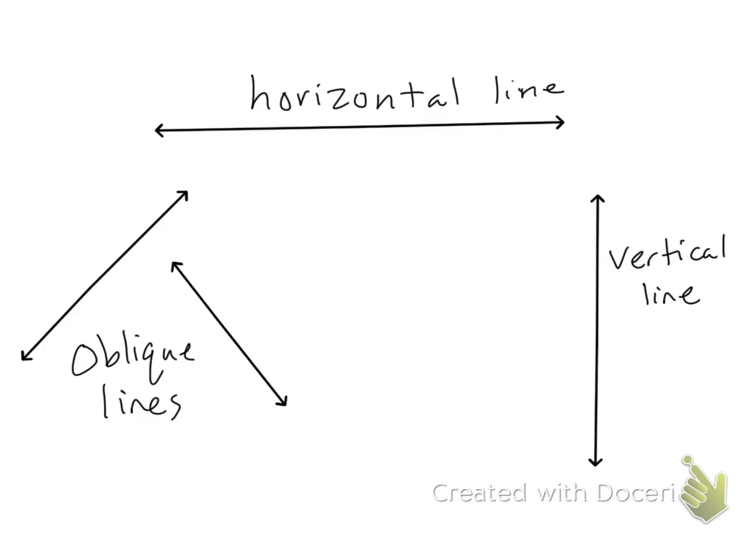across the horizon. They can be vertical, which means they go up and down. Or they can be oblique. Oblique means that they're slanted. They go in any direction except for horizontal or vertical.